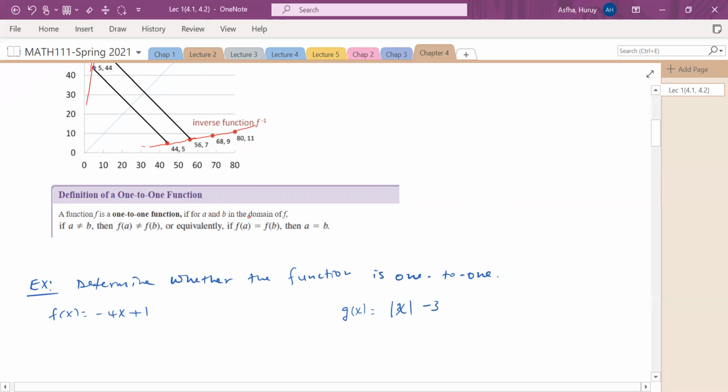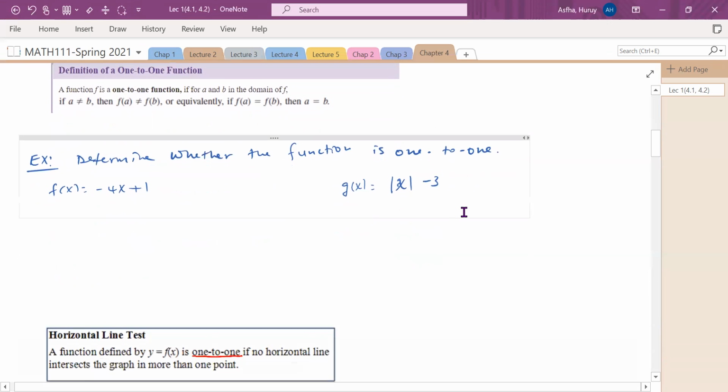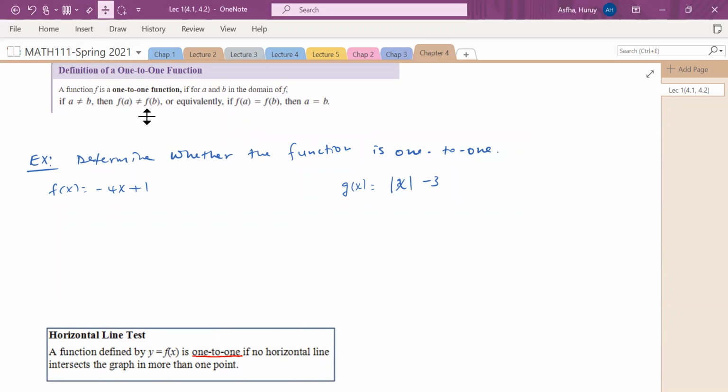let's say for a and b in the domain of f. When a and b are different, then f of a and f of b have to be different. Or if f of a and f of b are equal, then that should imply a and b are the same. Okay, so basically what we are saying is for every two different elements in the domain, the outputs should be different. Okay, they have to map to different points. Otherwise, it's not one-to-one.